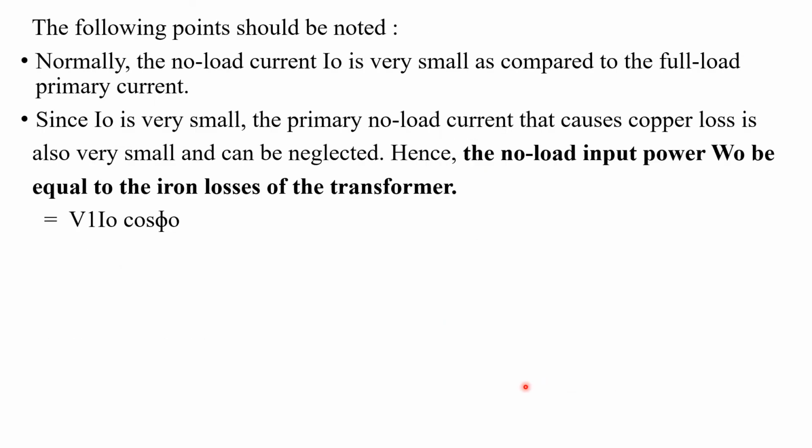Remember that the no load current I0 is very small when compared with the full load primary current, normally 2 to 3%. Since I0 is very small, the copper losses caused by the primary no load current are negligible, so the no load input power W0 is equal to the iron losses of the transformer. I think these are the major important points regarding the no load condition of a transformer.